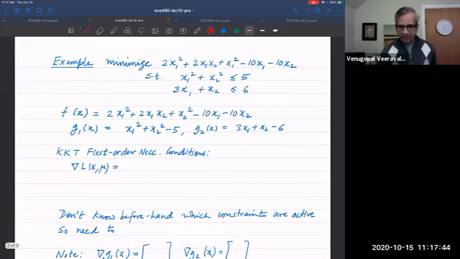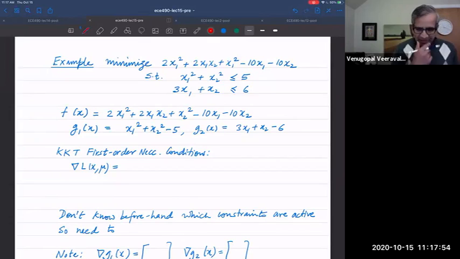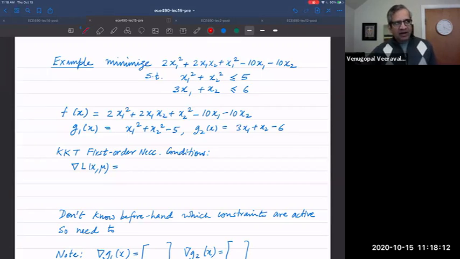Okay, so now let's do an example. This is an example to illustrate that applying the KKT theorem to explicitly solve, not numerically but analytically, an optimization problem with inequality constraints is a lot harder than applying the Lagrange multiplier theorem. And we'll see why now.